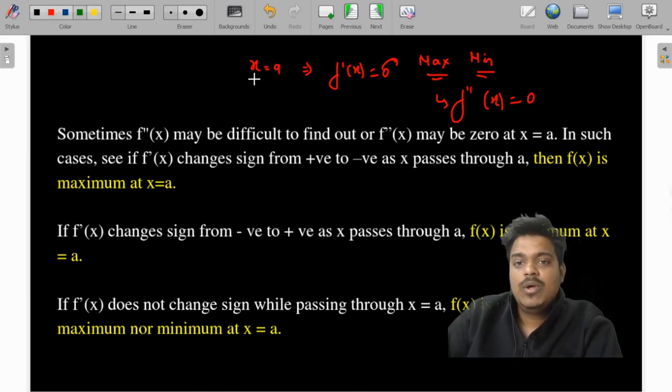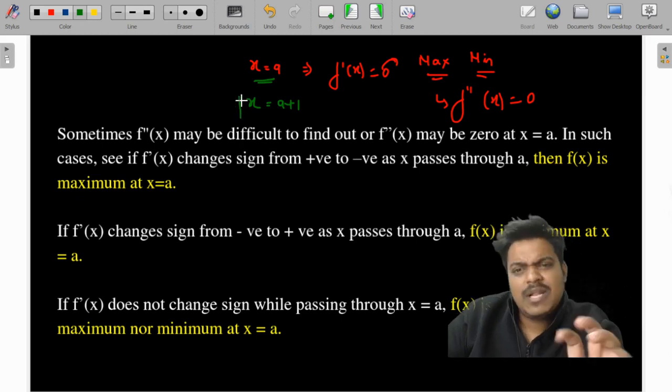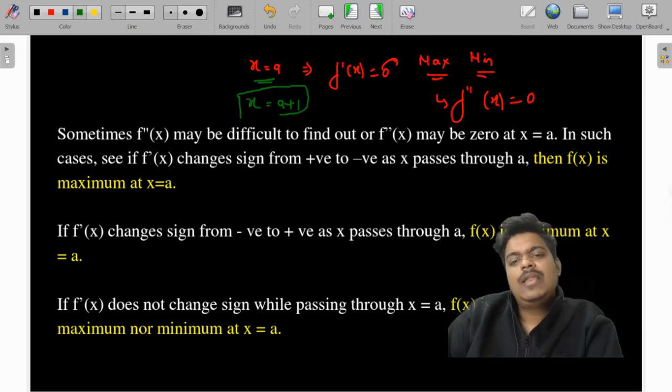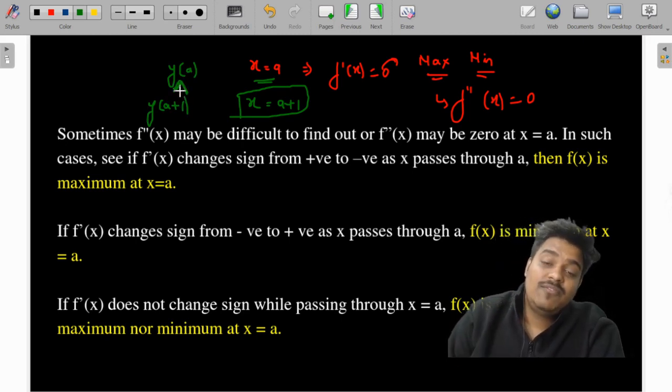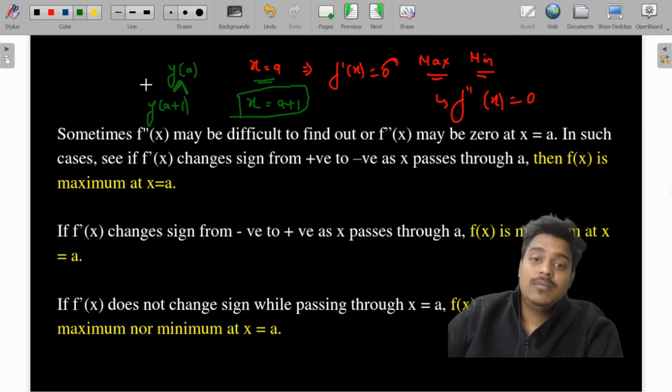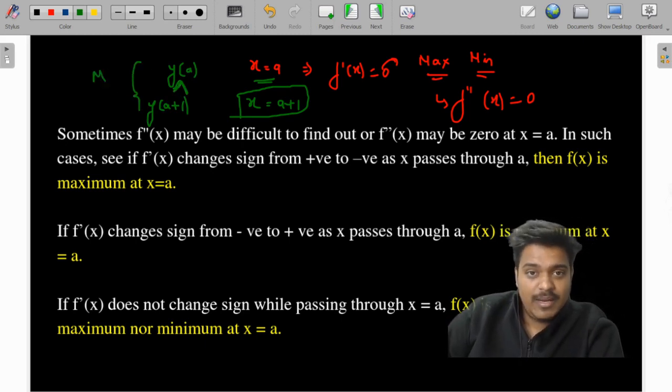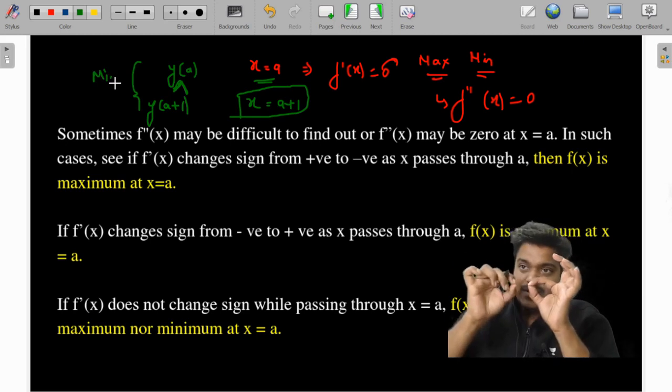What can you do? You take the value at x equal to a, and you take the value at x equal to a plus 1, or anything slightly greater than a, but not very much greater. You calculate the value of y at x equal to a and at x equal to a plus 1. If this comes out to be more than the previous value, it means the function has a minima.